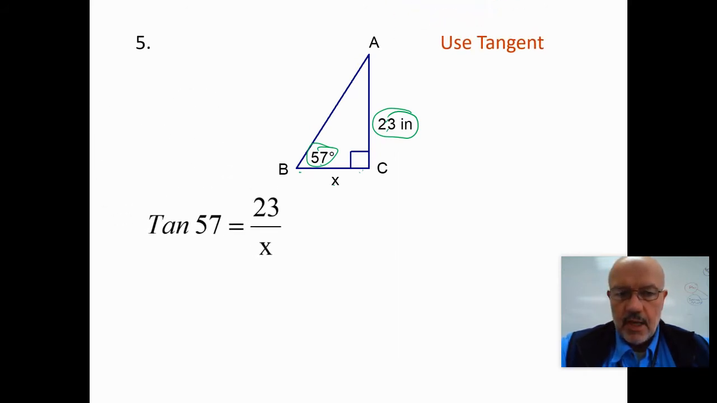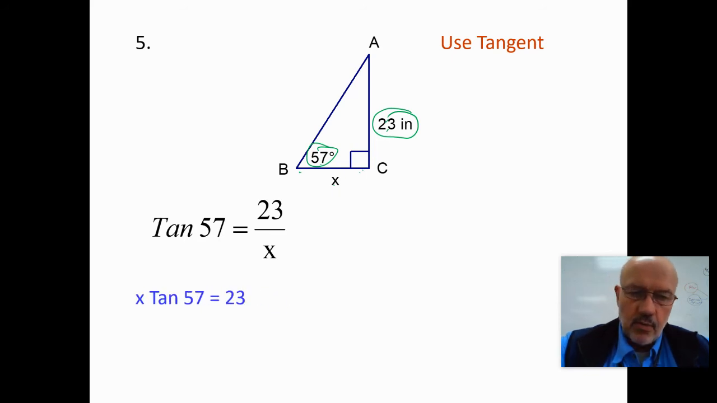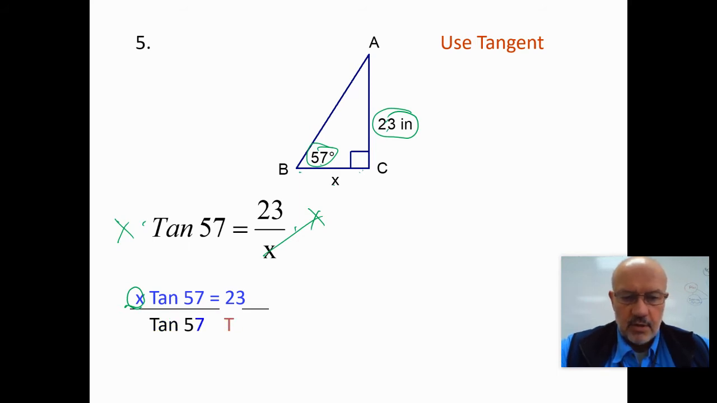So there you go. Tangent of 57 equals 23 over x. So we have to multiply by x, and that's how we get down to this, what's in blue, x times the tangent of 57 equals 23. So this is our variable, so it's x times, so we're going to undo it with division. 23 divided by the tangent of 57 is about 14.9.